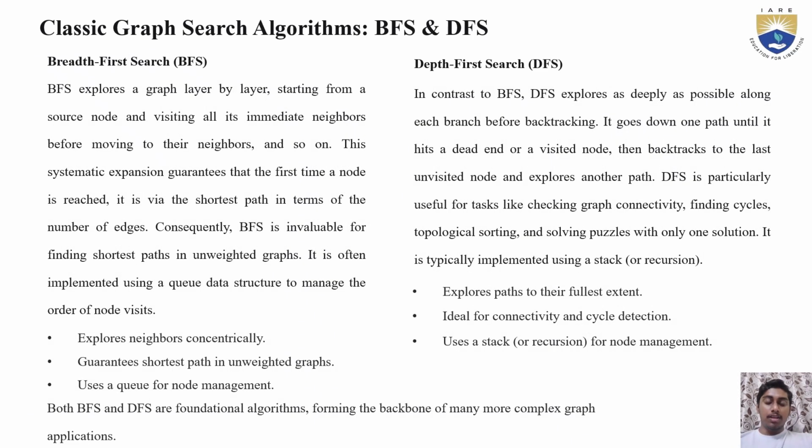Classic graph search algorithms, BFS and DFS algorithms. BFS explores a graph layer by layer, starting from a source node and visiting all its immediate neighbors before moving to their next neighbors, and so on. This systematic expansion guarantees that the first time a node is reached, it is via the shortest path in terms of the number of edges. Consequently, BFS is invaluable for finding shortest paths in unweighted graphs. It is often implemented using a queue data structure to manage the order of node visits. Explores neighbors concentrically, guarantees shortest path in unweighted graphs, uses a queue for node management.